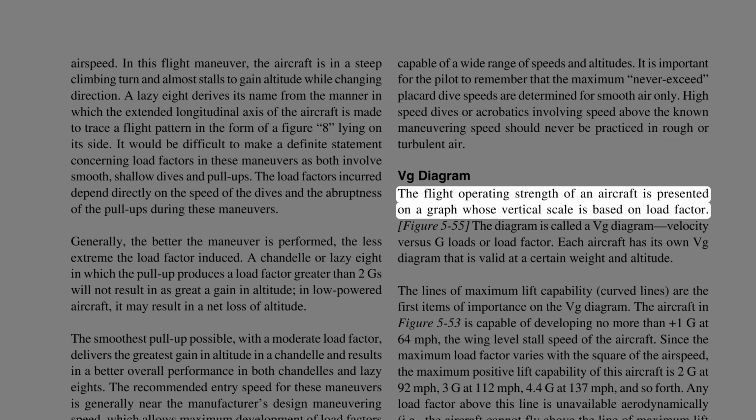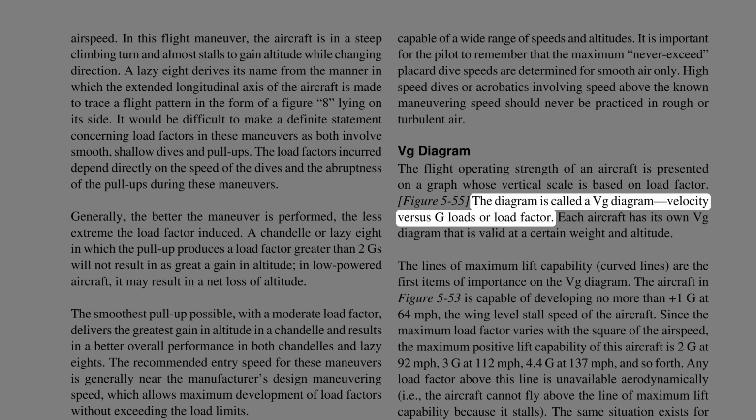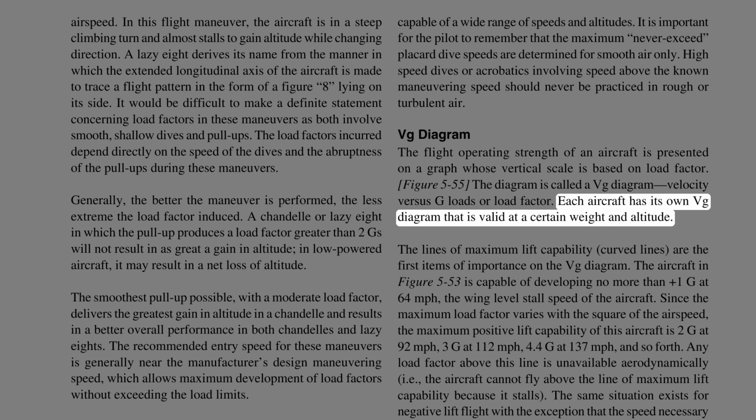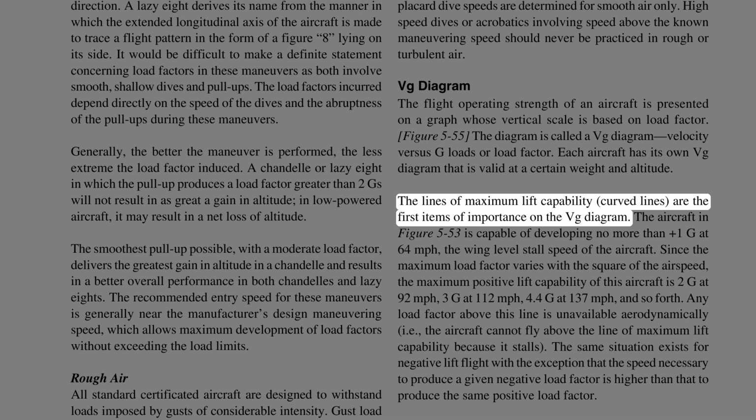VG diagram. The flight operating strength of an aircraft is presented on a graph whose vertical scale is based on load factor. The diagram is called a VG diagram, velocity versus G loads or load factor. Each aircraft has its own VG diagram that is valid at a certain weight and altitude. The lines of maximum lift capability, curved lines, are the first items of importance on the VG diagram.